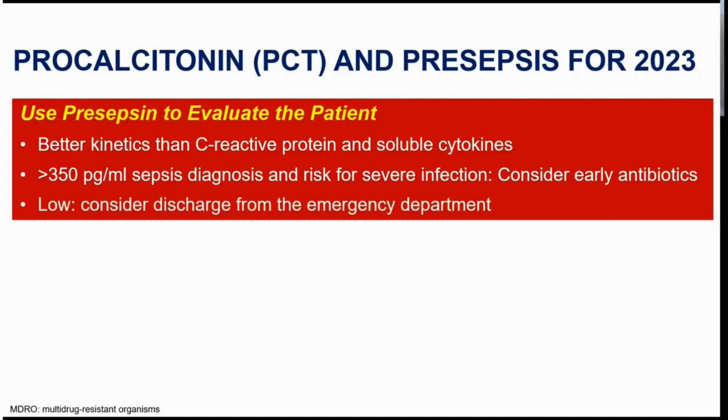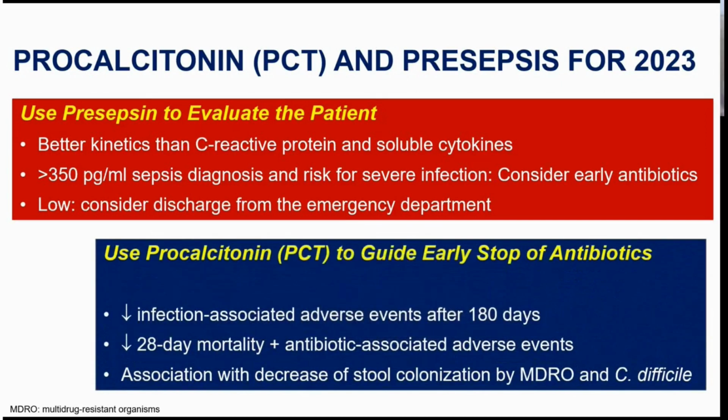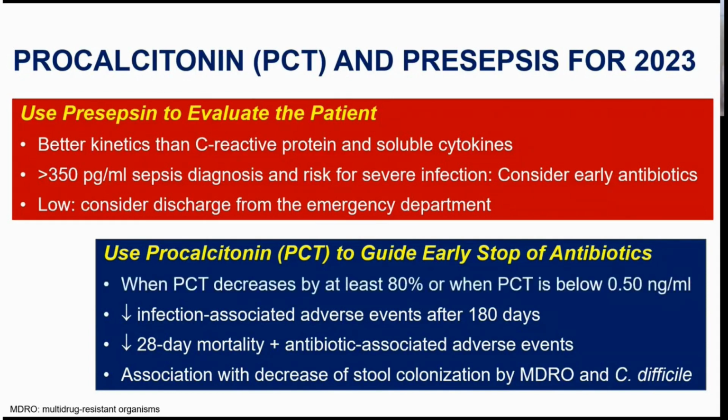However, a low concentration has an extremely high negative predictive value, which encourages you to consider discharge from the emergency department. Procalcitonin is used to guide the stop of antibiotics because it decreases infection-associated adverse events after 180 days. It decreases mortality and antibiotic-associated adverse events through a decrease of stool colonization by multidrug-resistant bacteria. And the rule is that you need to monitor a decrease by at least 80% from baseline. This is the time point that you select to stop antibiotics, or when you find procalcitonin to be below 0.5 nanogram per ml.